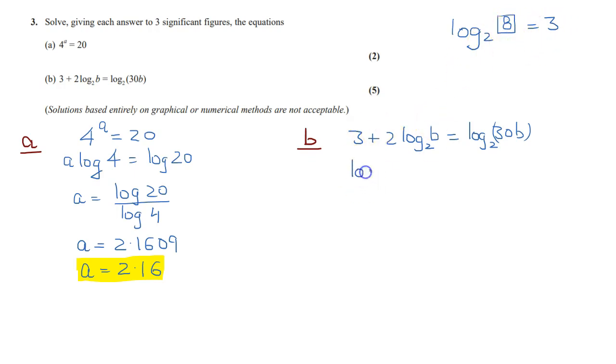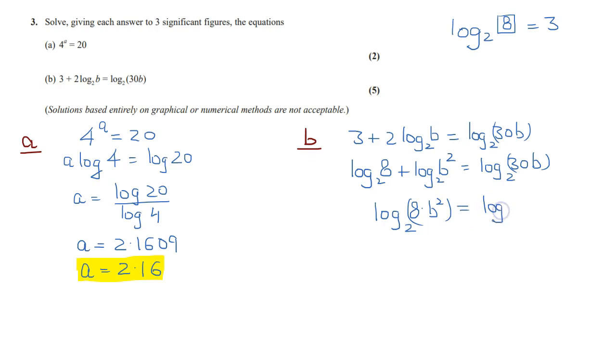So 3 can be written as log 8 base 2 plus, this can be written as log b square base 2 is equal to log 30b base 2. Log a plus log b can be written as log 8 multiply b square base 2 is equal to log base 2 30b. We cannot take antilog at this stage because we still have one operation to do. Now we can take antilog here, so we can write it 8b square is equal to 30b.